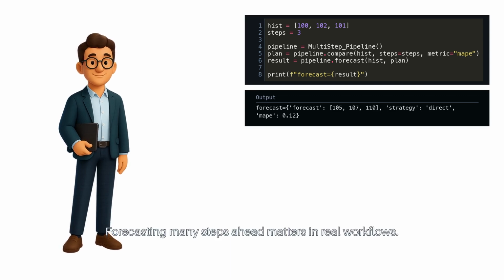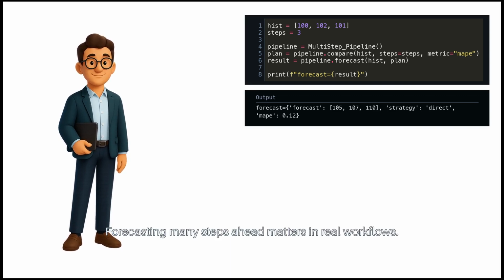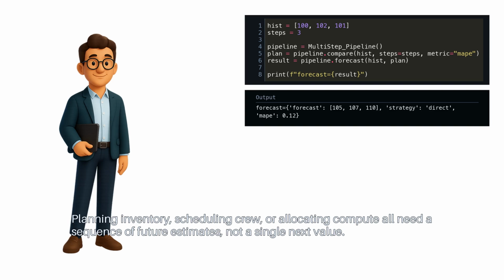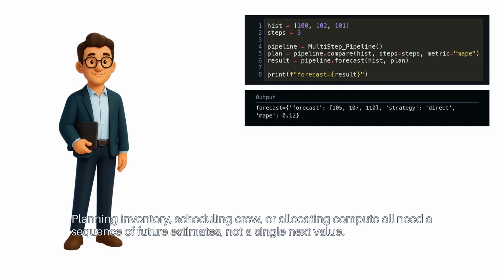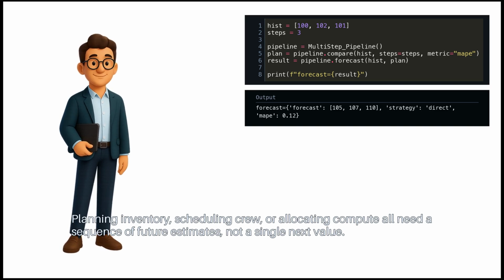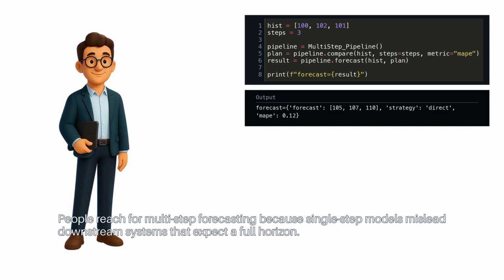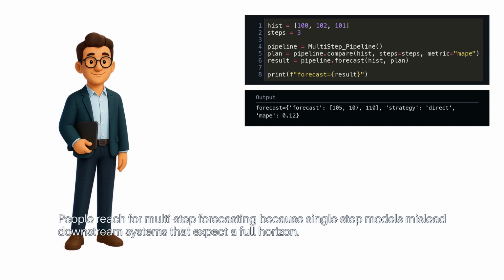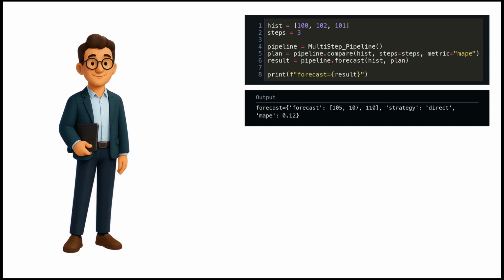Forecasting many steps ahead matters in real workflows. Planning inventory, scheduling crew, or allocating compute all need a sequence of future estimates, not a single next value. People reach for multi-step forecasting because single-step models mislead downstream systems that expect a full horizon.